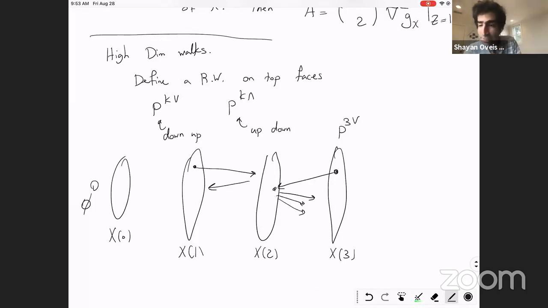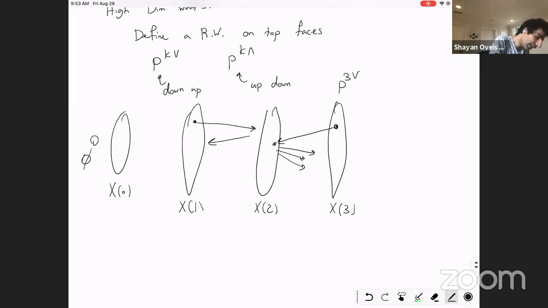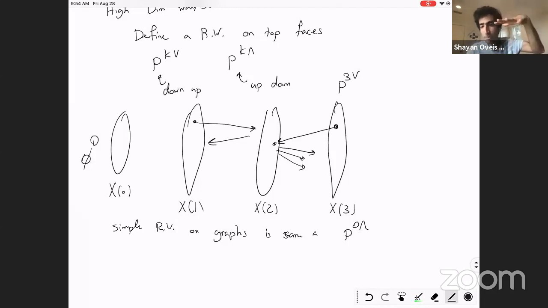So the simple random walk you do on graphs is the same as P0 up-down. You start from a vertex. You choose an edge which is a neighbor of this vertex proportional to its weight. You go to that edge, then you drop one of the endpoints of that edge. So this walk is so-called half lazy.